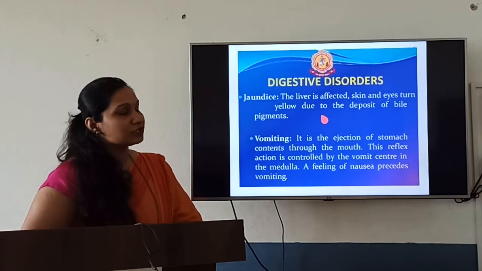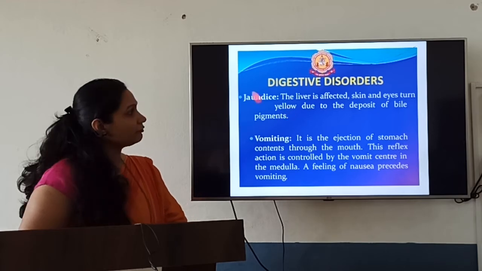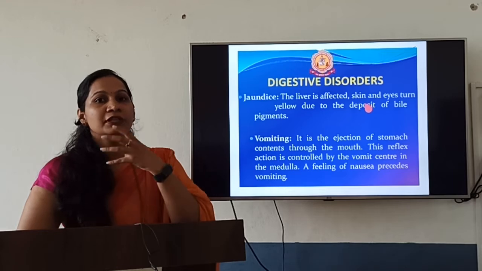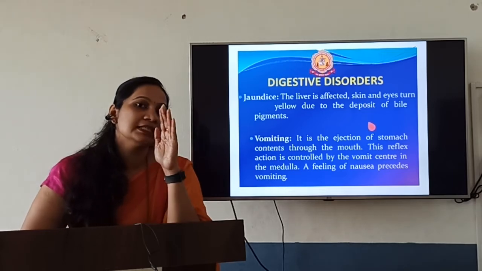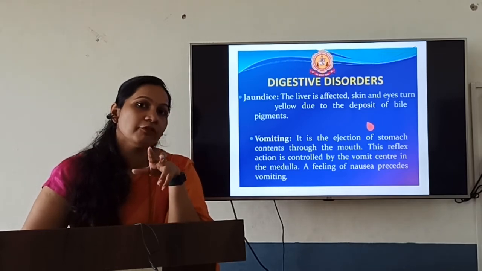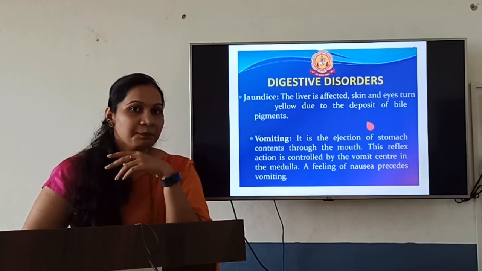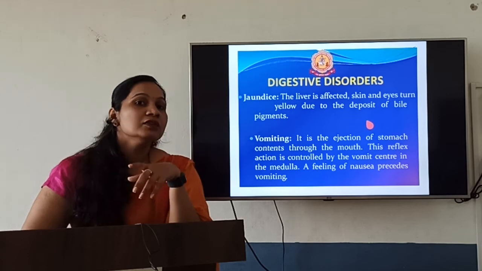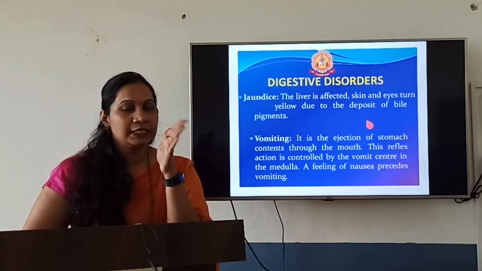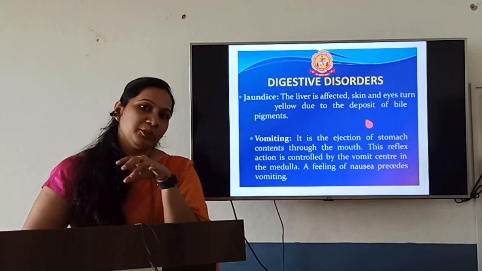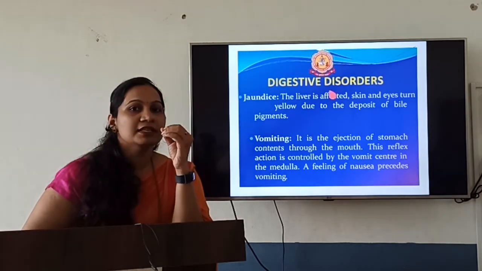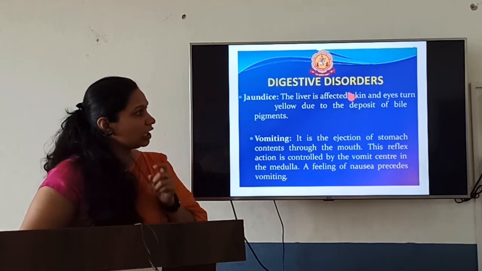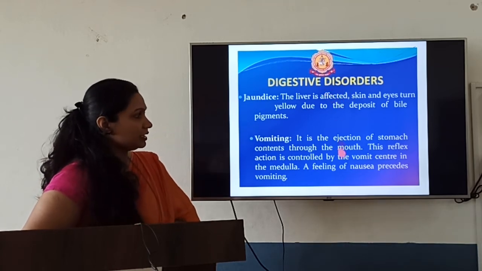Next we will move on to the disorders of the digestive system. First and foremost is jaundice. Jaundice is mainly due to the bile pigment. Bile juice consists of bile salt as well as bile pigment. These bile pigments are yellow and green: bilirubin as well as biliverdin. Bilirubin accumulates, leading to jaundice, where the skin, eyes and fingernails turn slightly yellowish. Mainly the liver is affected.